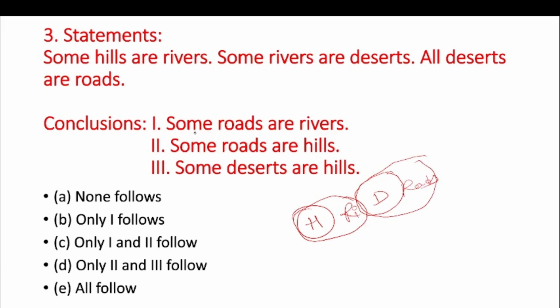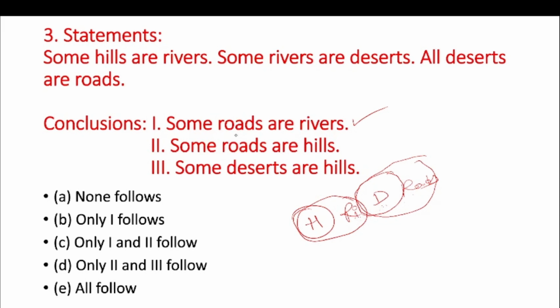So find the conclusions. Some roads are rivers. Here it's given that some deserts are rivers and all the deserts are roads. So definitely some roads are going to be rivers. So the first conclusion is true here, right? There's no confusion, because all deserts are roads is given, and also some deserts are rivers is given. So definitely some roads are going to be rivers, because all deserts are roads implies some roads are deserts. So some roads are deserts, and some deserts are rivers. So definitely some roads are going to be rivers.